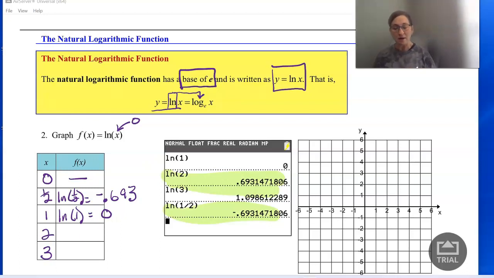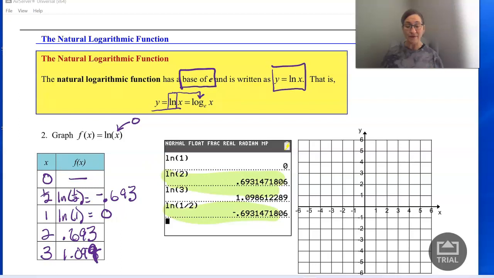This one would be 0.693. And then we get 1.098, okay, which when I round it really should be 0.99. Okay, so now let's go ahead and graph that.